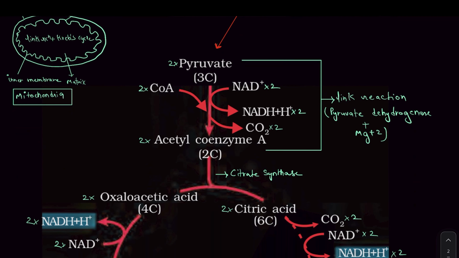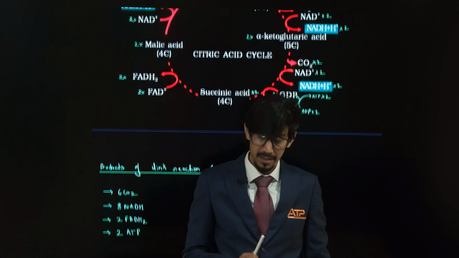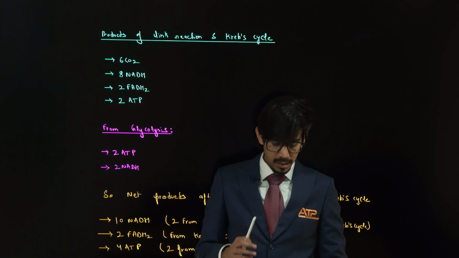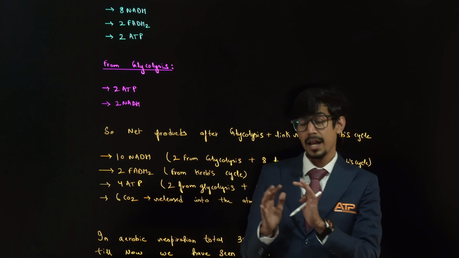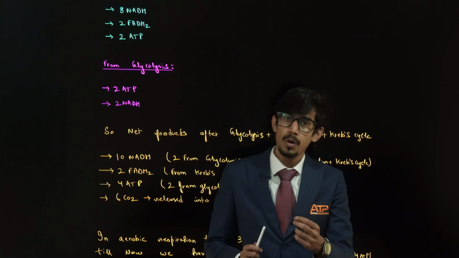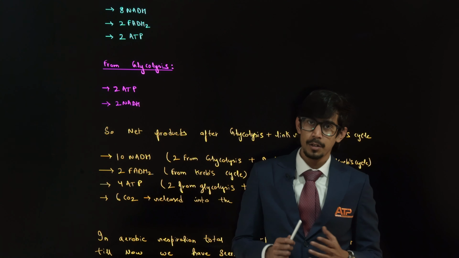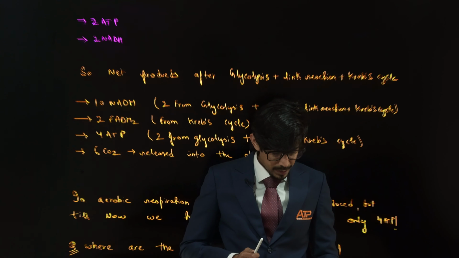So I hope this Krebs cycle is clear in your mind. The net products of Krebs cycle are clear, the net products of glycolysis are clear, and the total products till now from glycolysis, link reaction and Krebs cycle are clear, right? Let's do 1 or 2 previous year NEET questions to see how much we have learned from this video.